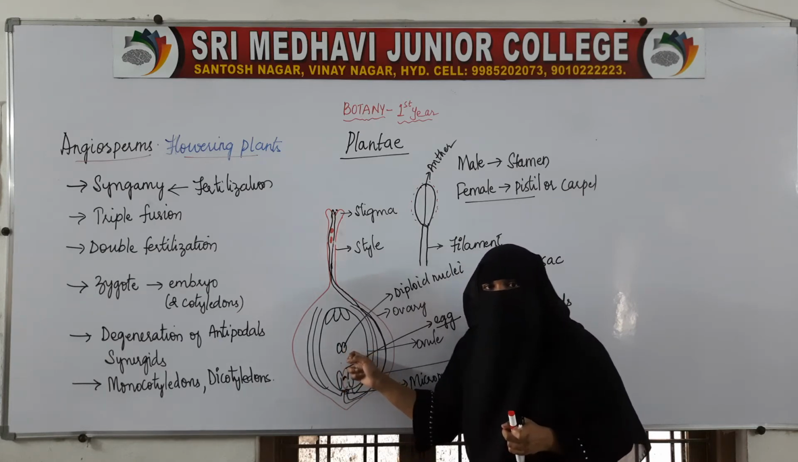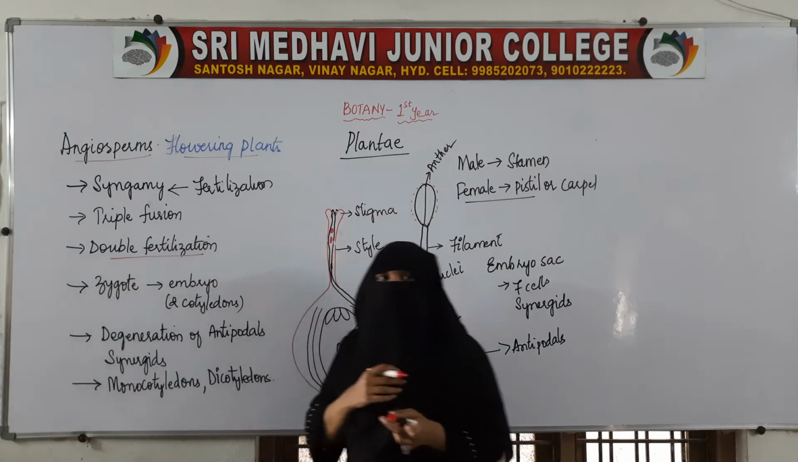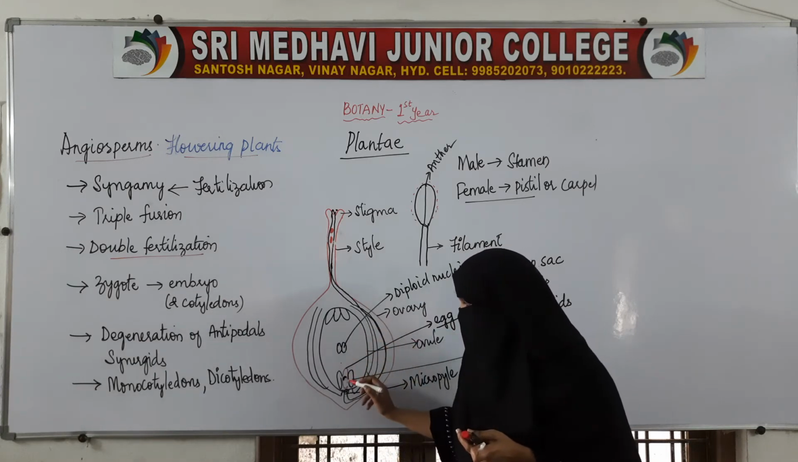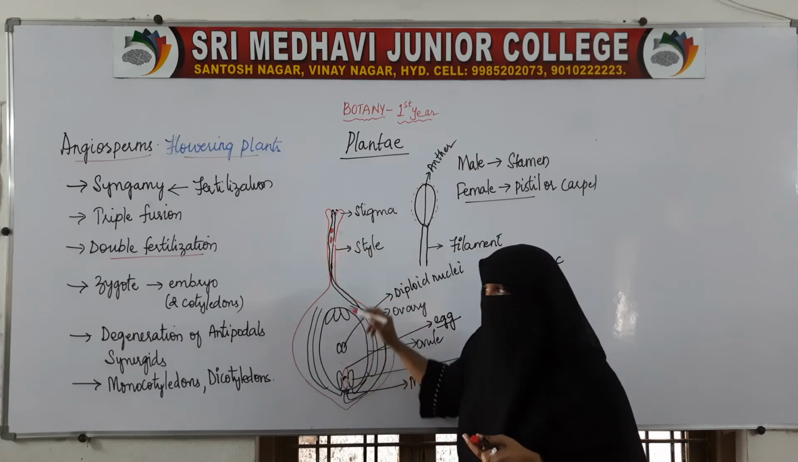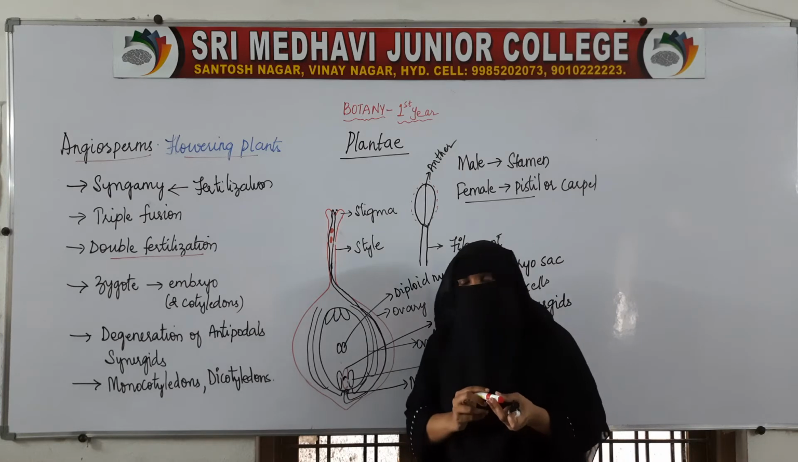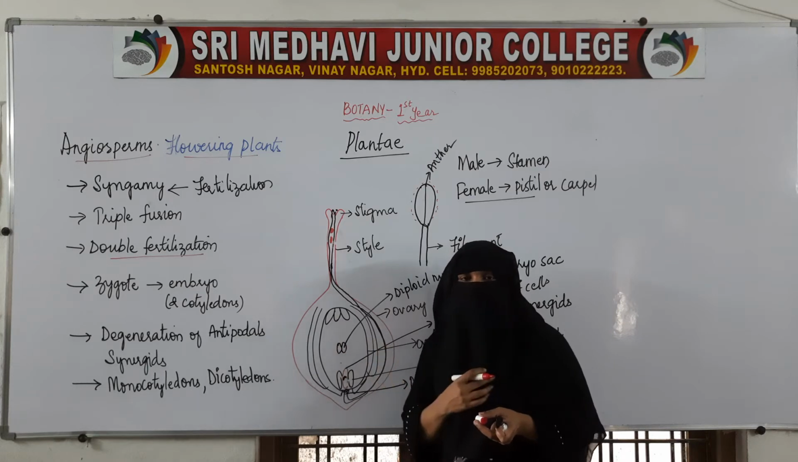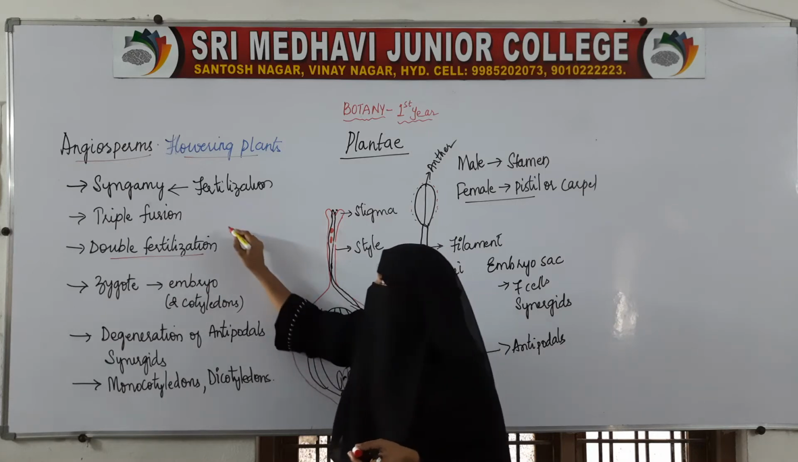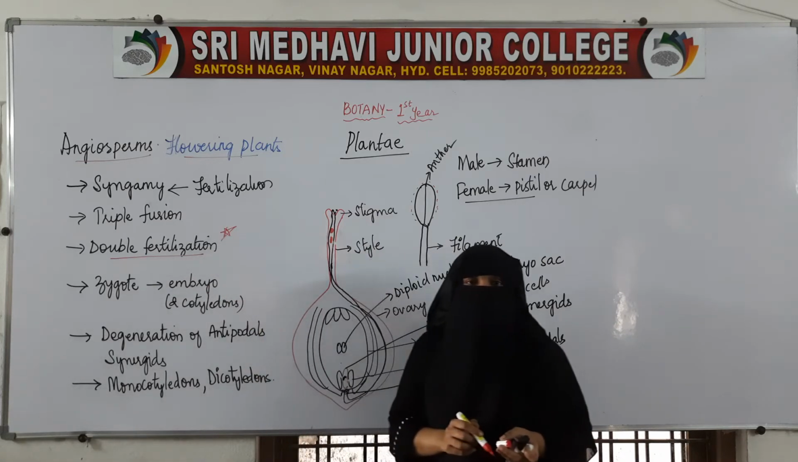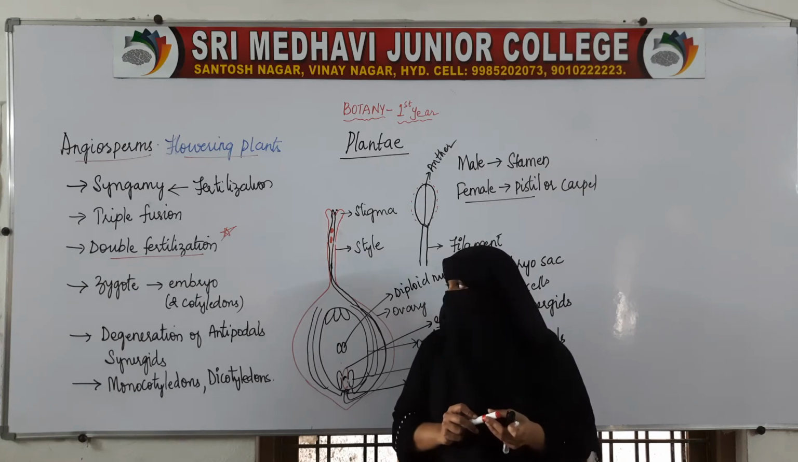So in angiosperms we find double fertilization. One fertilization is of one male nucleus with the egg, and the second fertilization is of the second male nucleus with the diploid nucleus which is present in the middle of the embryo sac. So this is double fertilization. This double fertilization is the characteristic of angiosperms. This is not seen in gymnosperms.